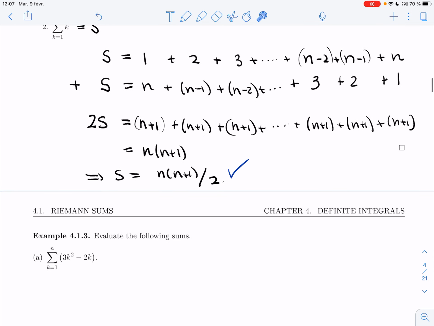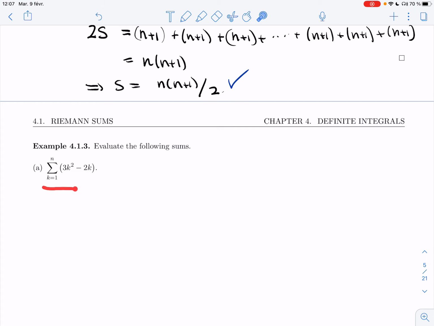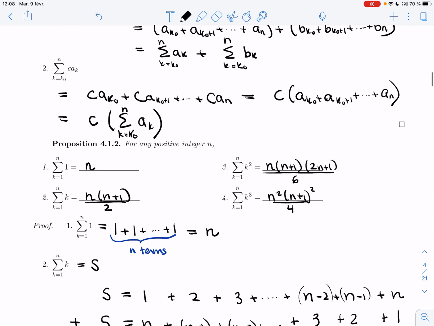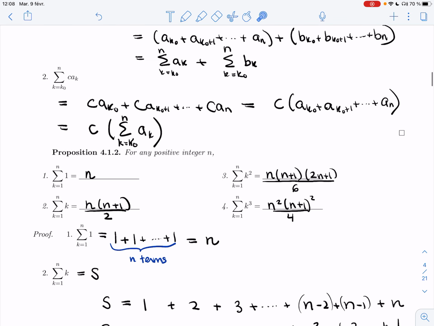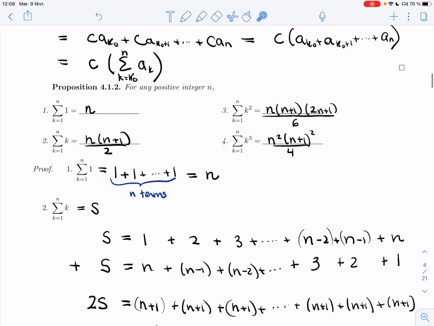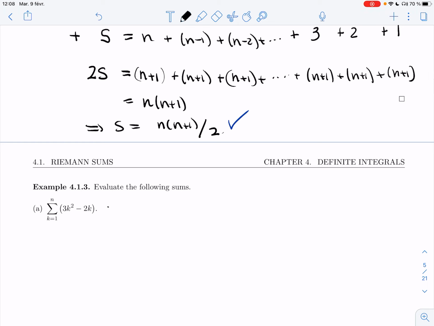I have two problems here. I want to compute the following sum: the sum from k equals 1 to n of 3k squared minus 2k. So what I'm going to do first is use my first proposition, this one, to split it up, to take the constants out until I have some of these sums here for which I have a formula. All right, so let's first split it up. And then I'm going to take the constants out using what we had for c.